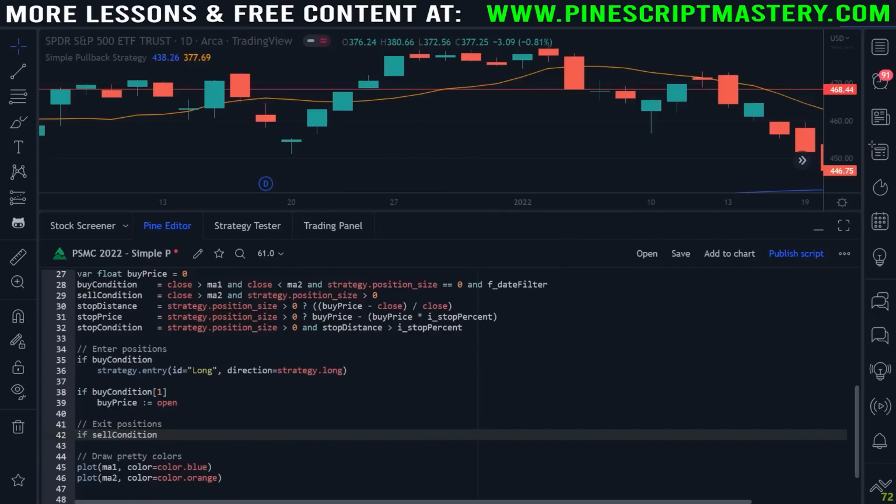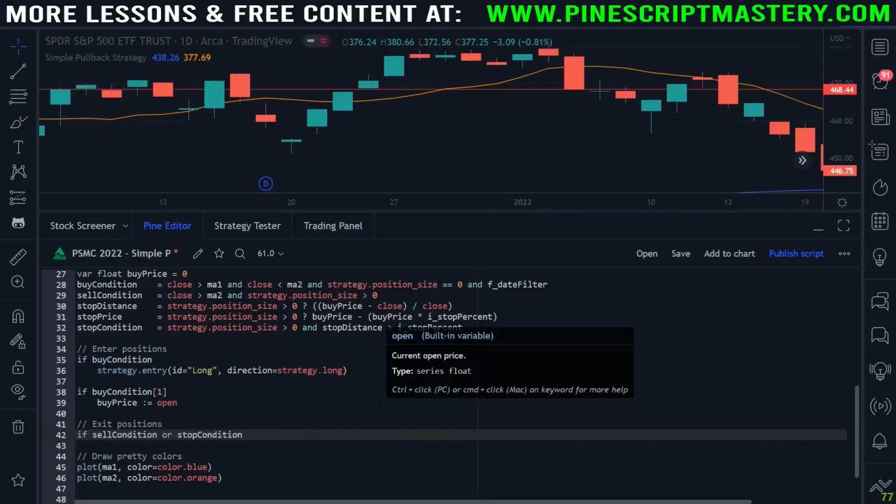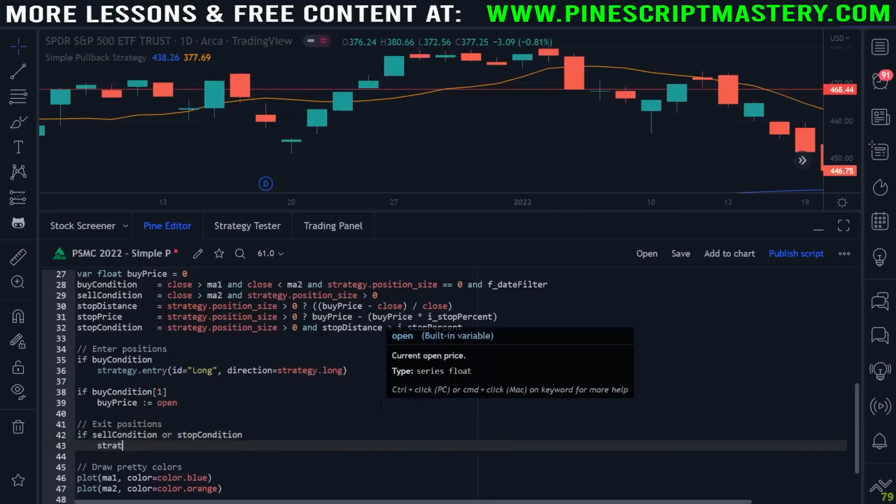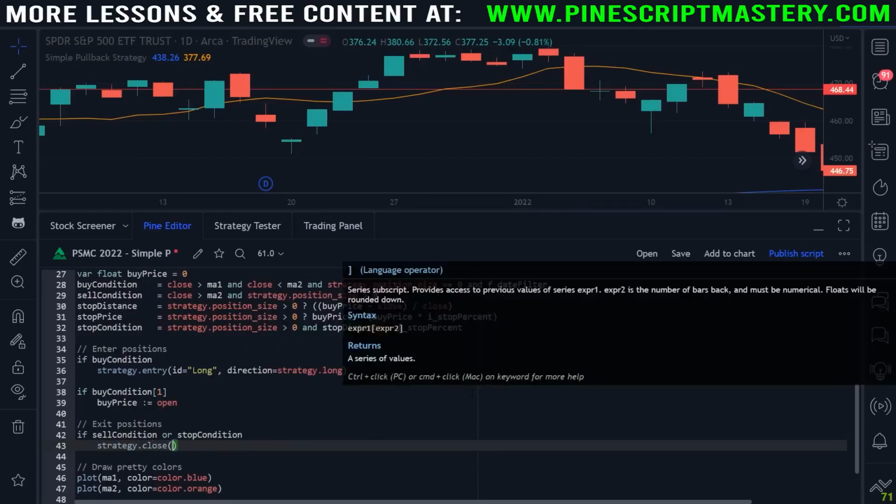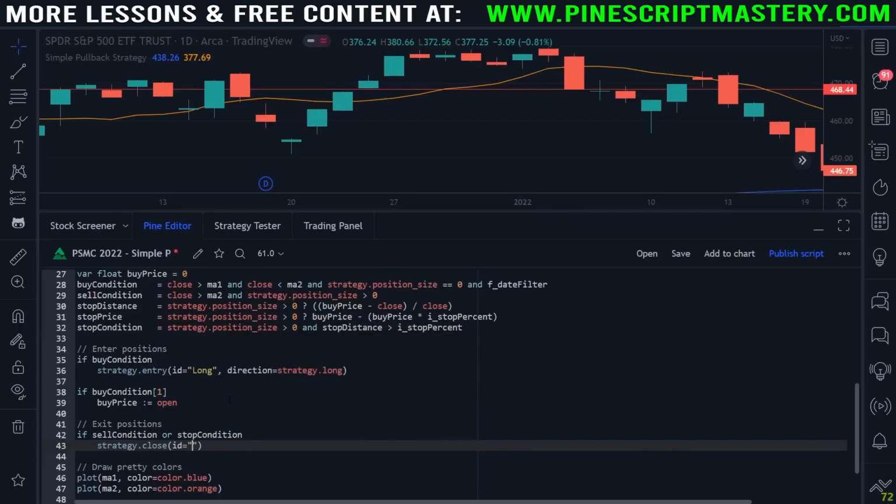So that's what our sell condition is. But we also have our stop condition, remember? So that can also be combined with our sell condition. So if we have a sell condition or a stop condition, then we want to exit our trade. And to do that, we can simply use the strategy.close function. We need to tell it which order to exit. In this case, that's our long order. So we're exiting our entry ID of long on this function here.